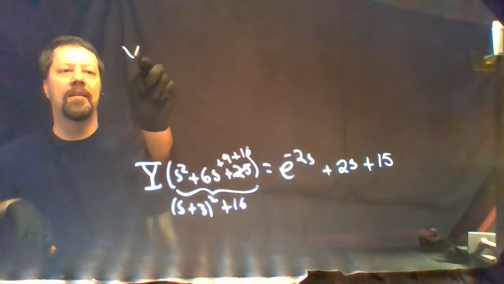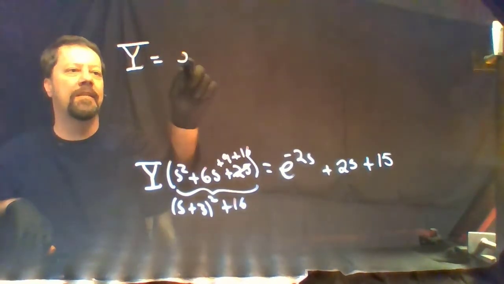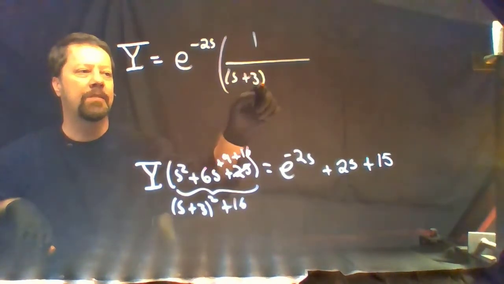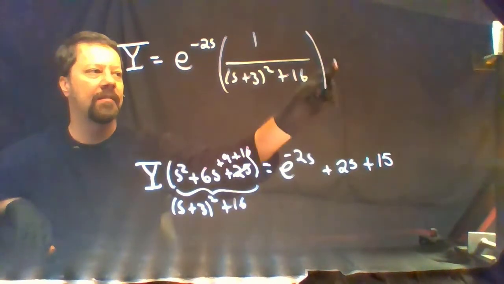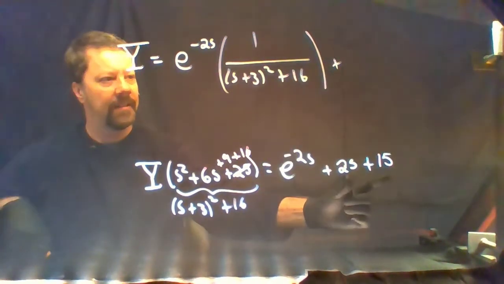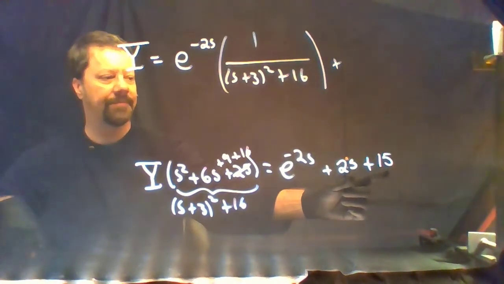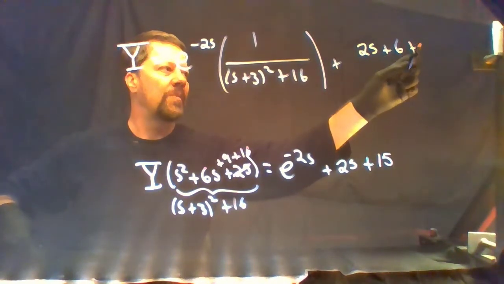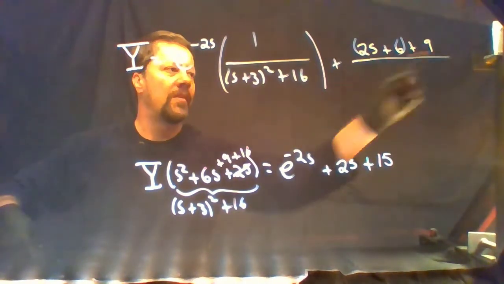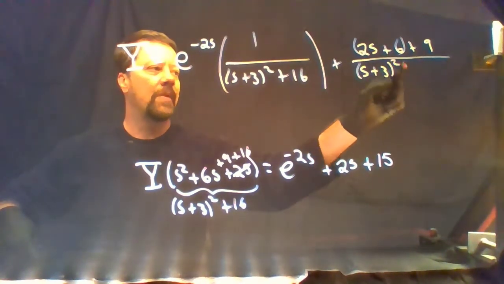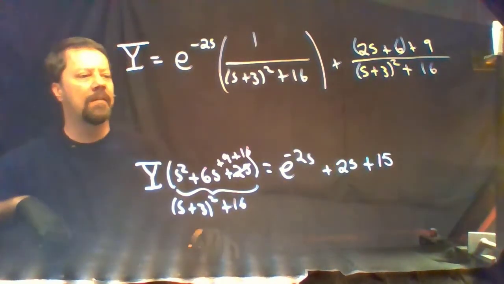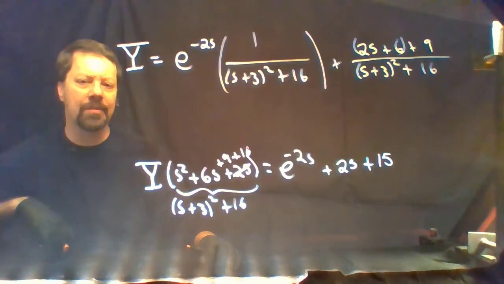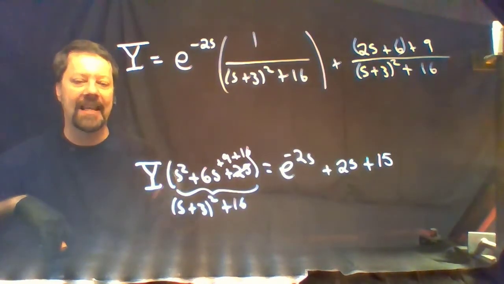Dividing, we get big Y is e to the minus 2s times 1 over s plus 3 squared plus 16, plus, we need to work this thing out a little bit. We're going to write it as 2s plus 6 plus 9 over s plus 3 squared plus 16. There's a little more massaging that needs to be done on the right-hand side so that the terms look like the items in the table of Laplace transforms.